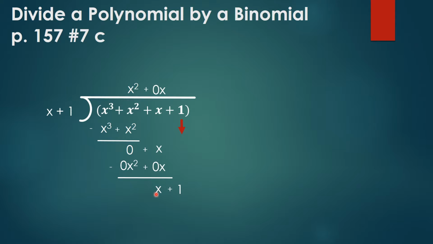And I ask myself, what do I multiply this x by in the divisor to give me this x? The answer is I multiply it by 1. So 1 times x is x, and 1 times 1 is 1. Then you subtract. x minus x is 0. 1 minus 1 is 0. So your answer is x squared plus 0x plus 1. Or in other words, the answer is x squared plus 1.